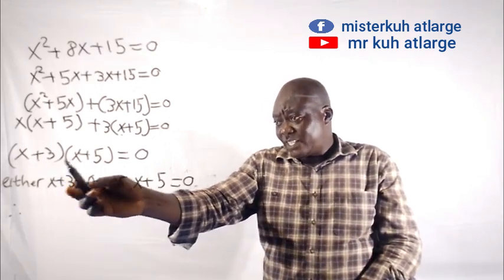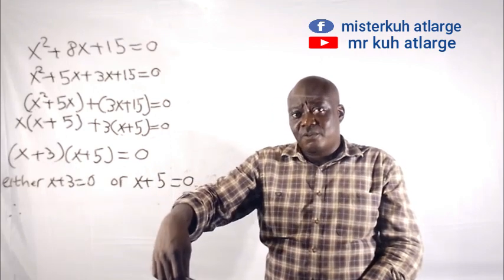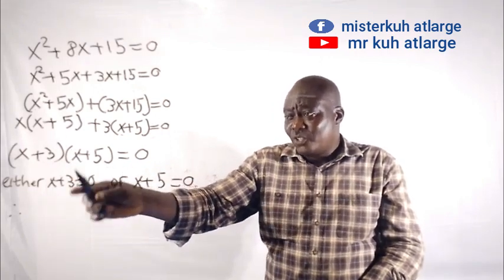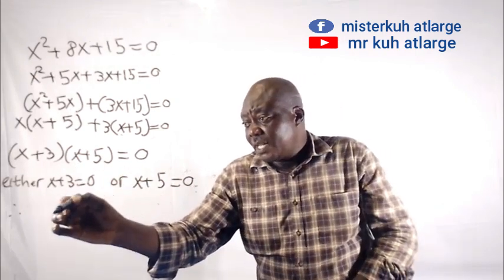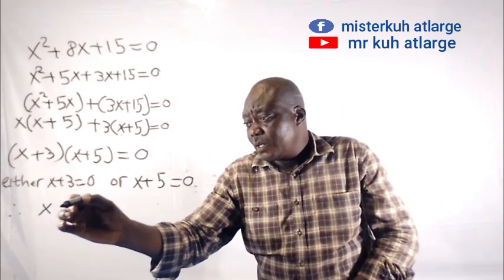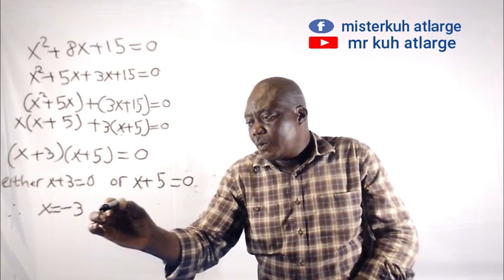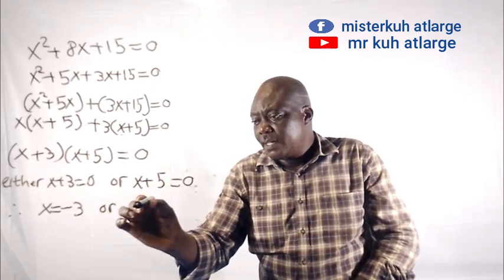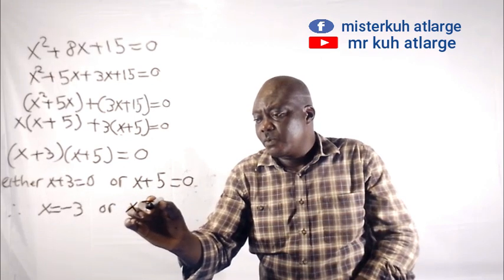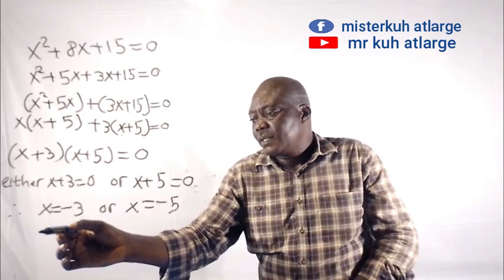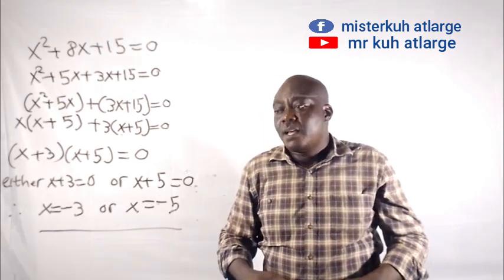For you to find x, this 3 will now cross over the sign of equality, so it becomes minus 3. So now you have x equals minus 3, or here x equals minus 5. That is the final answer.